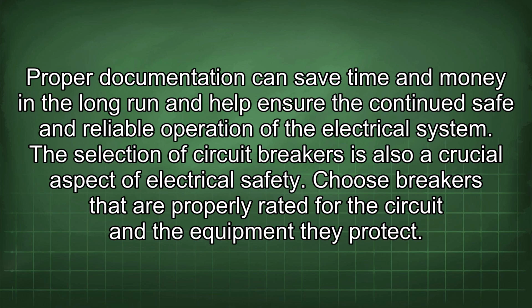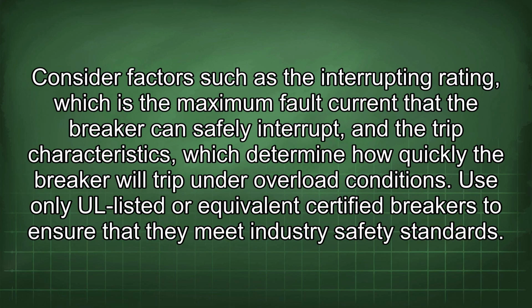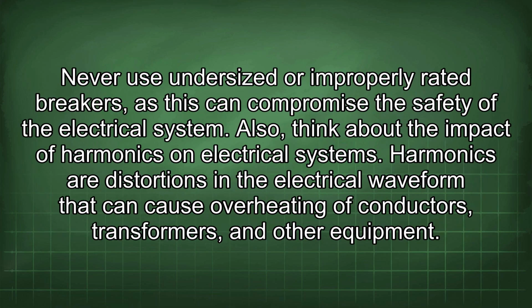of the electrical system. The selection of circuit breakers is also a crucial aspect of electrical safety. Choose breakers that are properly rated for the circuit and the equipment they protect. Consider factors such as the interrupting rating, which is the maximum fault current that the breaker can safely interrupt, and the trip characteristics, which determine how quickly the breaker will trip under overload conditions. Use only UL-listed or equivalent certified breakers to ensure that they meet industry safety standards. Never use undersized or improperly rated breakers, as this can compromise the safety of the electrical system.